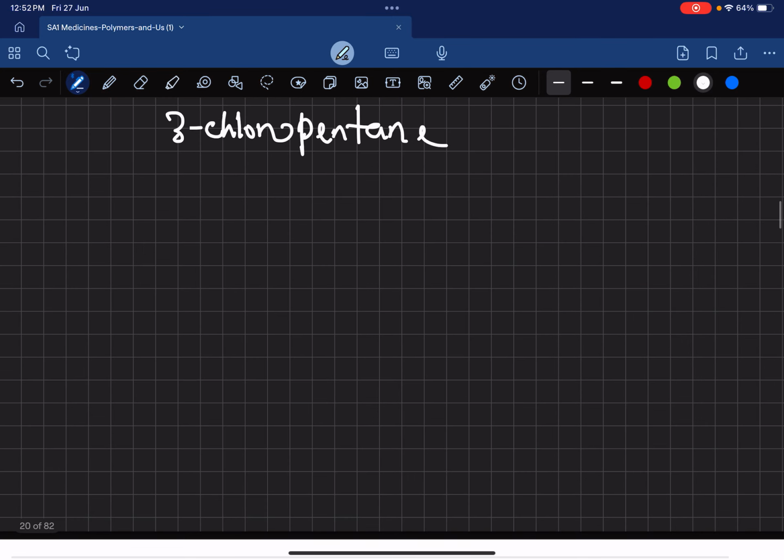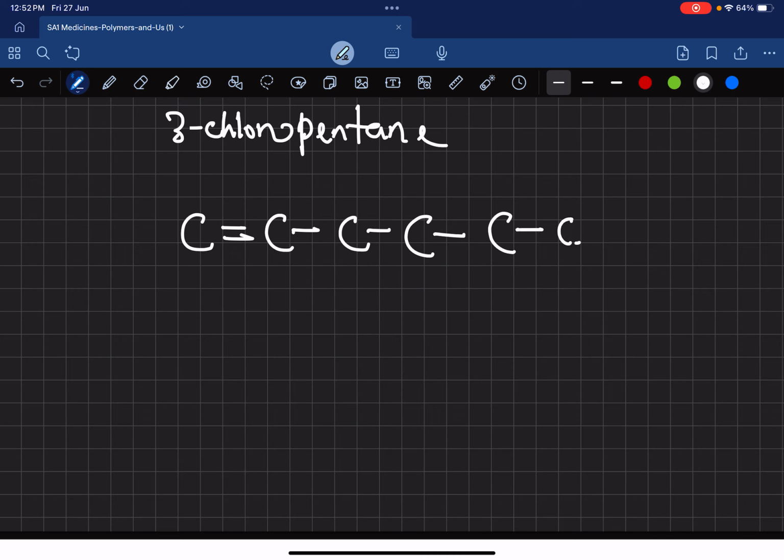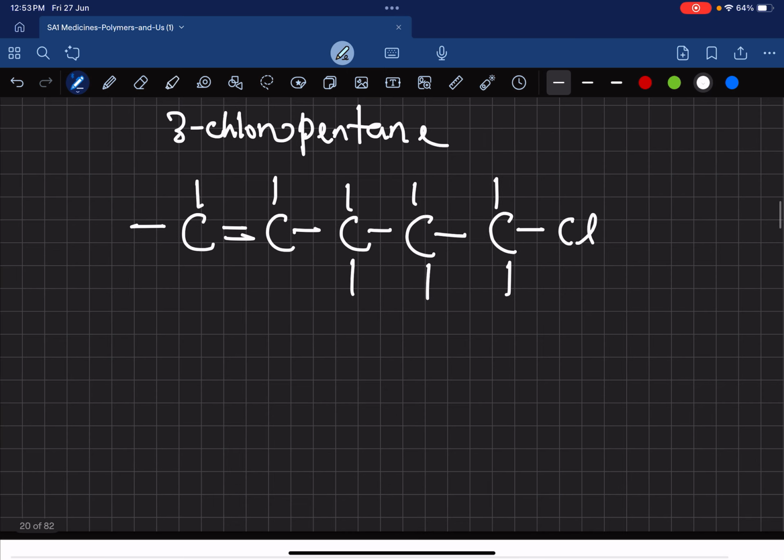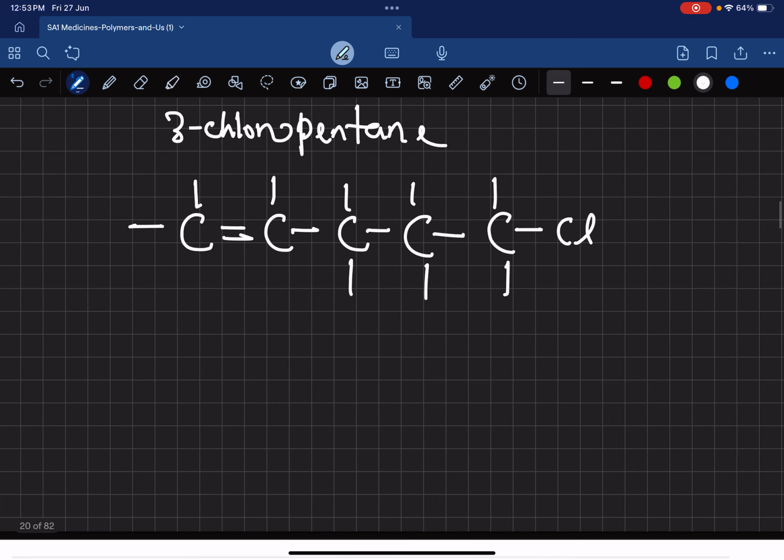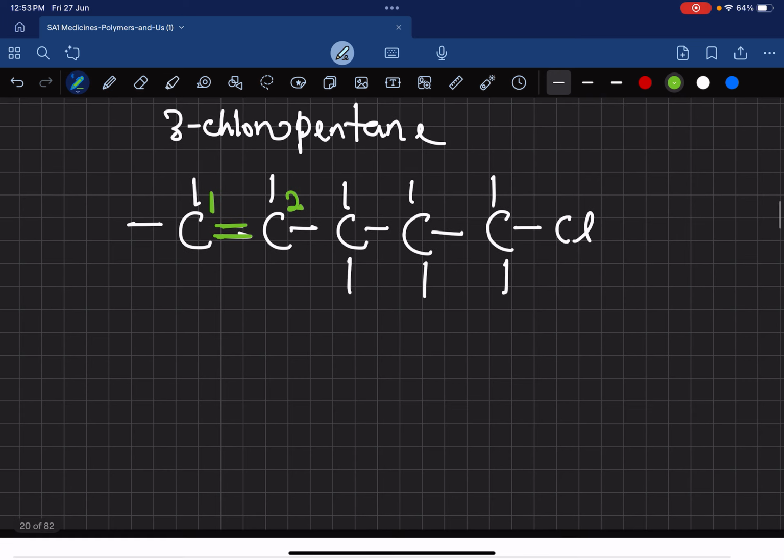So if we are dealing with an alkene, let's say an alkene like this. You see here I put a double bond, and I put a chlorine over here. I'm going to show you a slight difference now. 1 2 3 4 5. Because an alkene has a double bond, a functional group, we must start numbering from here. Priority is always given to a functional group. So 1 2 3 4 5.